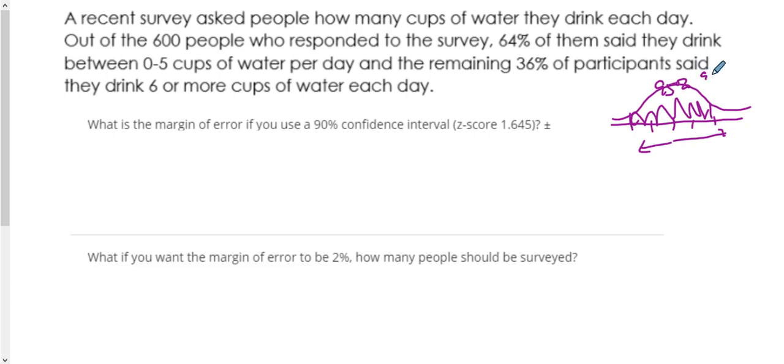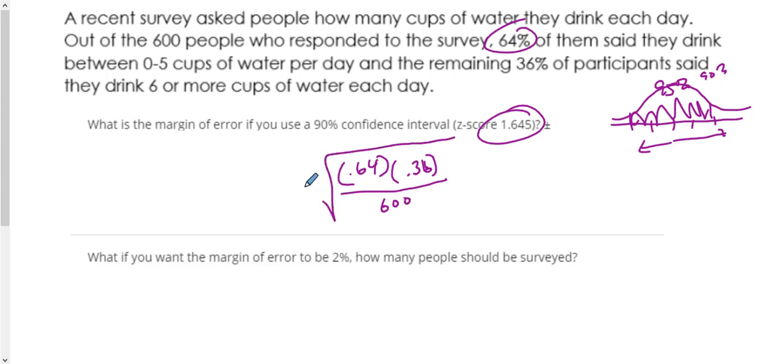Well, if we're only going to do 90%, we're not going to go out as far. So we're not going to go as many standard deviations out. How far are we going to go out? This much. So we're still going to do the same formula, except when we do our 0.64 times our 1 minus 0.64, which they were so kind to give to us, it's 0.36. We're going to divide this by our sample size, 600, and take the square root. But this time we're going to multiply it times 1.645. That's the value that they gave us.